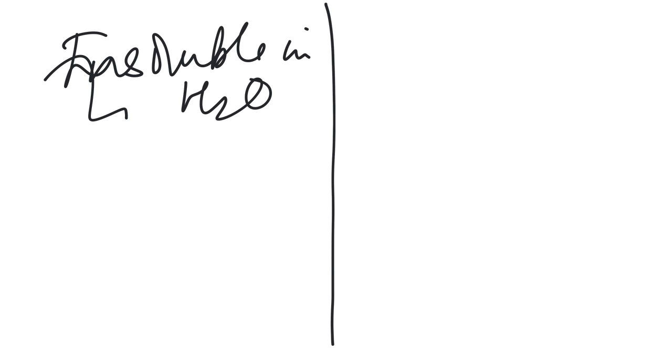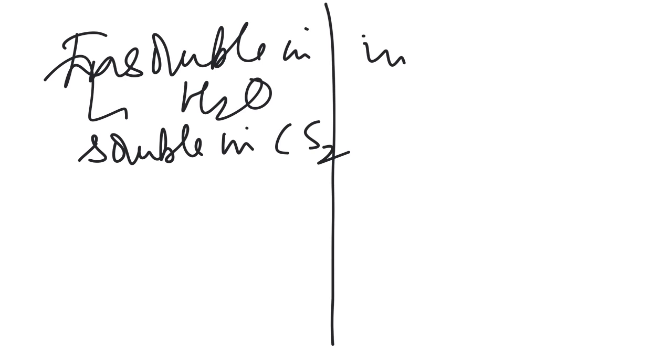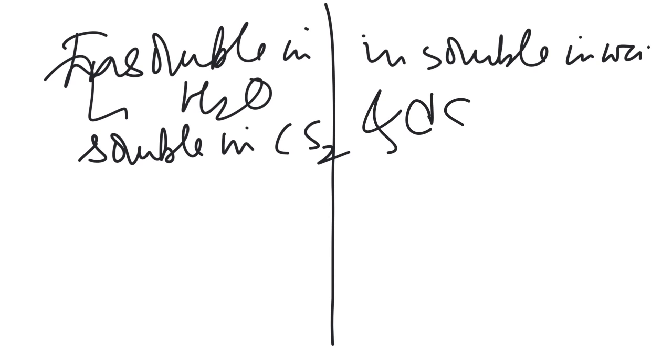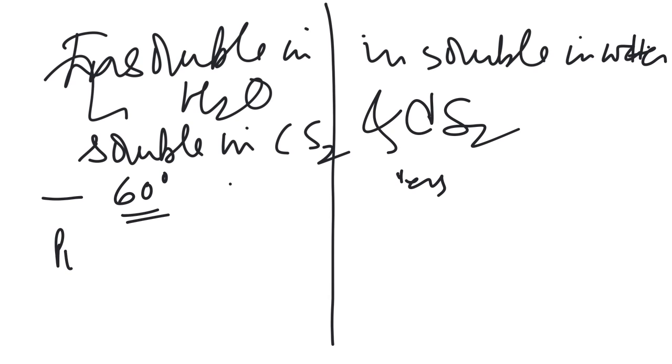Now other differences. White phosphorus is insoluble in water, but it is soluble in organic solvents like CS2. Red phosphorus is insoluble in both water and CS2. We have seen that white is very reactive as it has an angle of 60 degrees, and red is less reactive. Then the reaction with NaOH is very important.